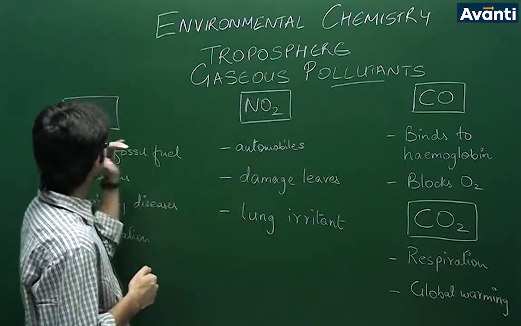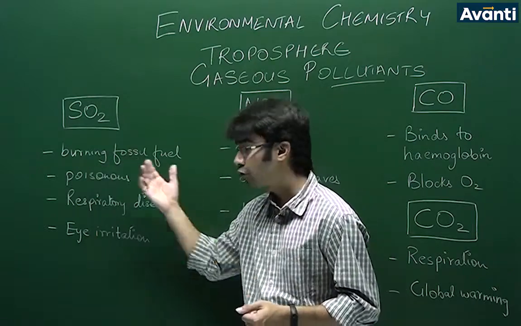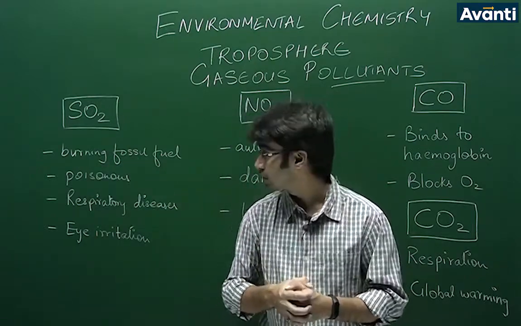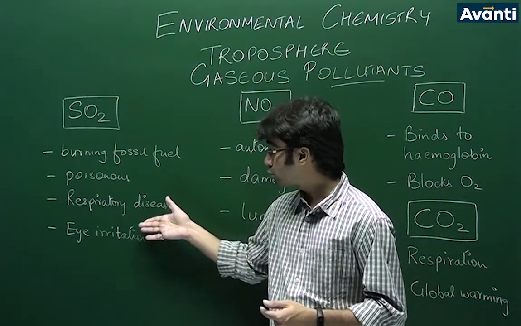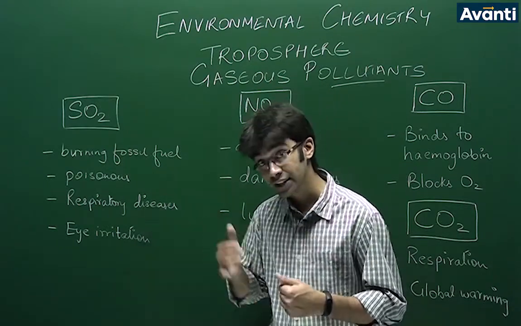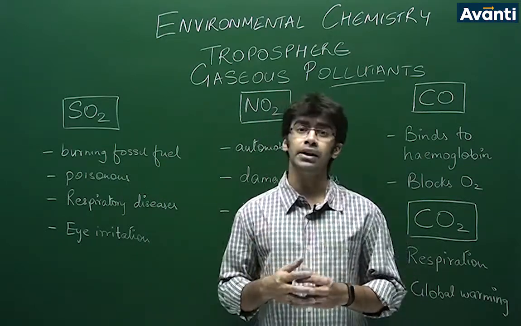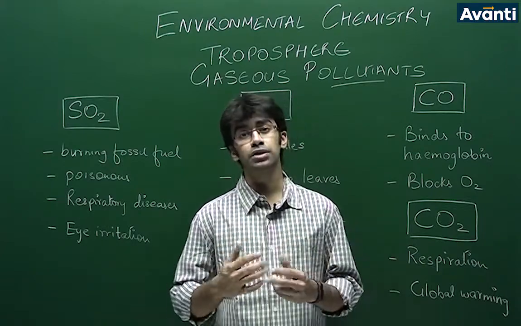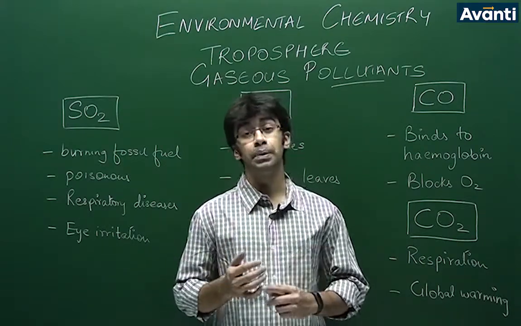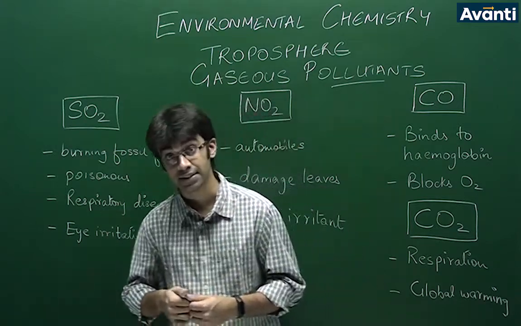The first one is SO2. Sulfur dioxide is typically formed when you burn fossil fuels or other fuels, and SO2 is poisonous in nature. Also, SO2 leads to several respiratory diseases as well as irritation in the eyes. So whenever you're in a place where a lot of sulfur dioxide is being created, you'll notice that the people living around there typically suffer from either eye irritation or several respiratory diseases.